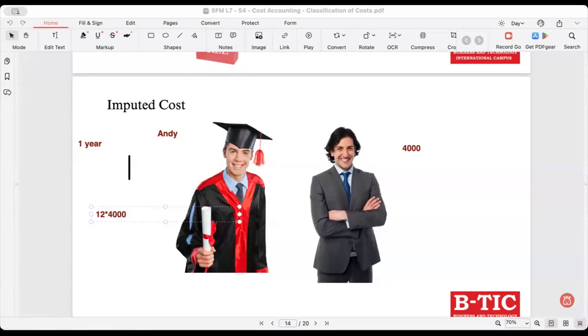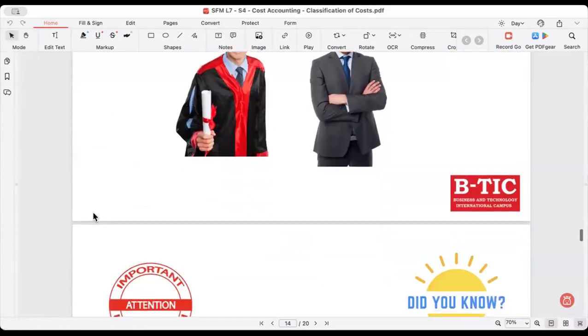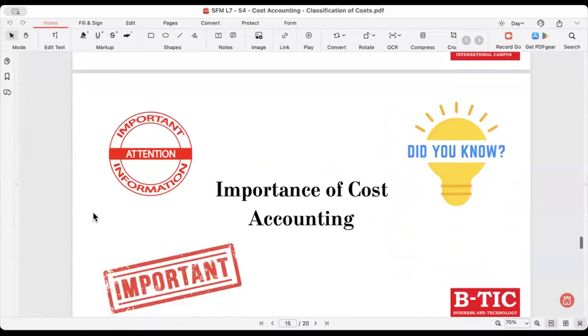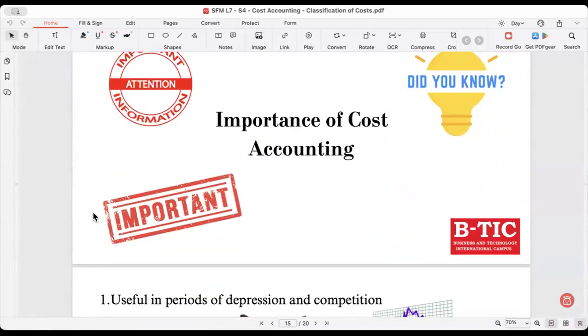No, it's hypothetical. So imputed costs are the costs that are considered by the organization when making decisions. So did it really happen? Did cash really go out of pocket? No, it's just hypothetical, but this is really important in decision making of the organization.